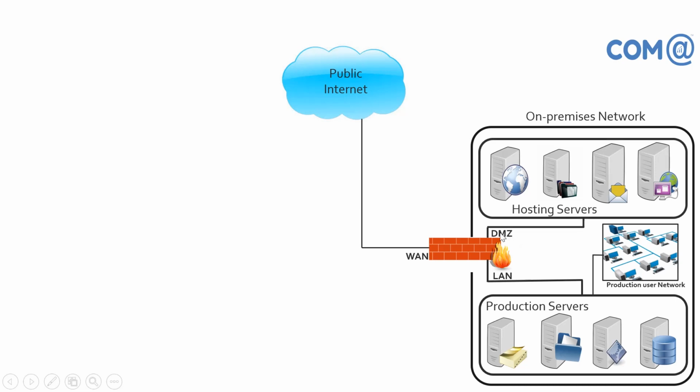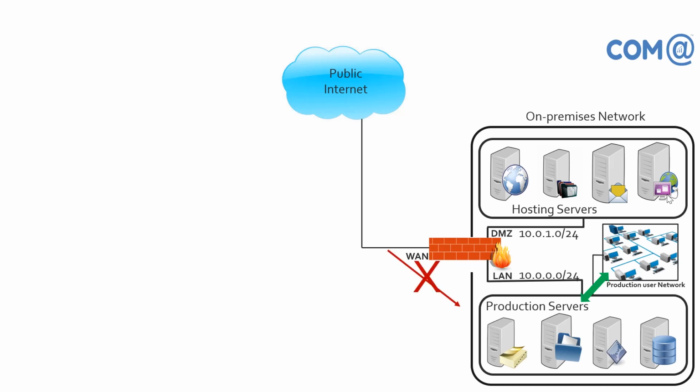And also we'll have a DMZ, that is a demilitarized zone or perimeter network, where we'll have all our hosting servers like a web server, FTP server, email server, or terminal server. For this kind of servers, we'll have a different subnet. For hosting servers, we'll have a different subnet, and for production servers, we'll have a different subnet. Your production user network and your production server network will be allowed to communicate with each other by default through the required routing or firewall configurations.